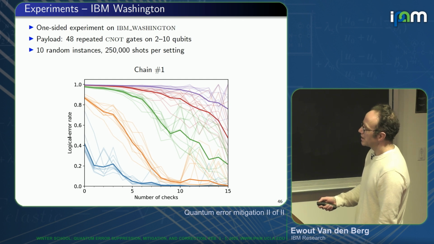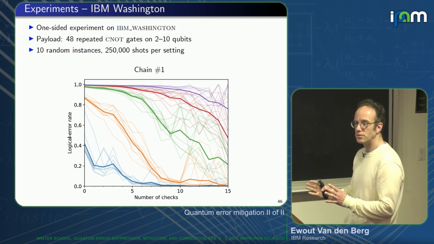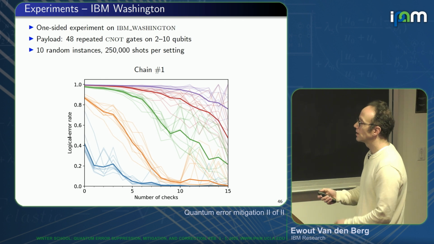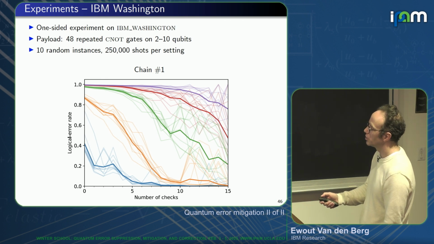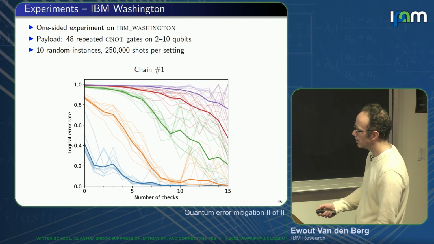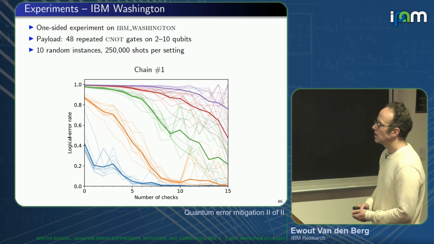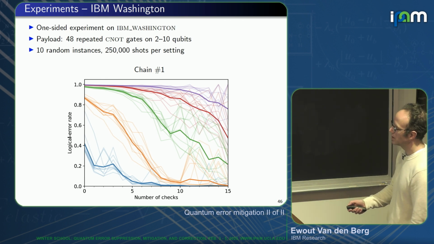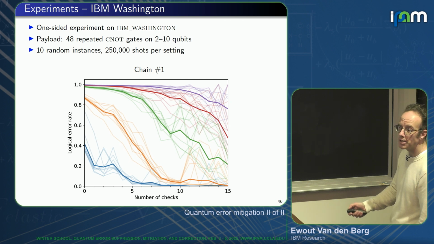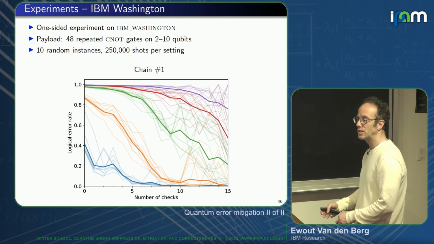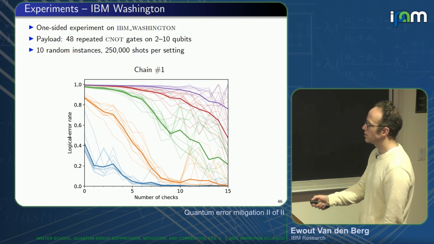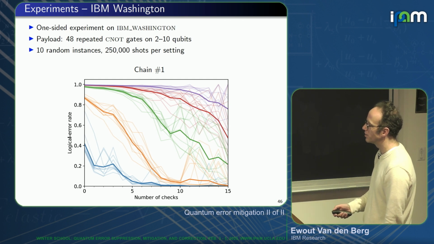Then per setting, we do 10 random instances of these left and right Paulis. And then take a lot of shots just to make sure that even at a large number of checks, we get some results. Of course, the variation here will be bigger because there are fewer actual samples that survive.